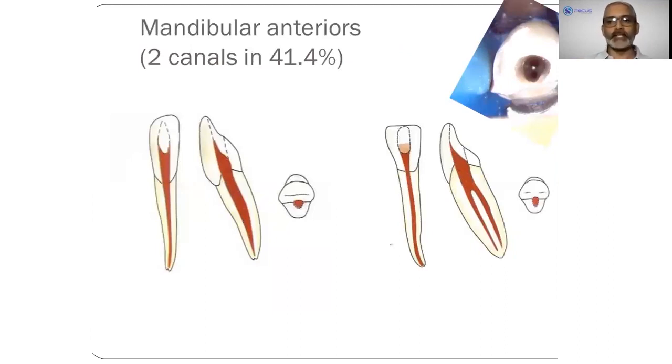The most important variation in anterior teeth comes in the form of the mandibular incisor. In mandibular incisors, many times, 41.4%, you can see two canals, and this is more common in the mandibular lateral incisor. So you have to remember this 41.4%, two canals in mandibular incisors. And this is a clinical picture which I shot using my microscope. It's my own case. Of all the pictures I put in this, the majority are my own cases.